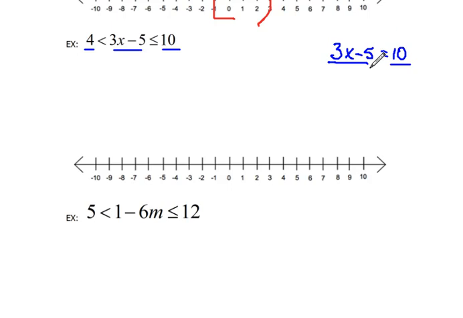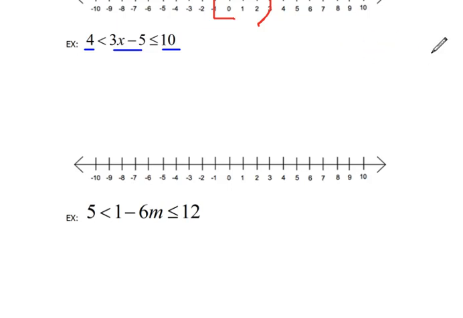Well, just like in solving equations and in solving inequalities, you can do anything you want to as long as you do it to both sides so that we maintain that balance. That applies even to a compound inequality. As long as I do whatever I want to, adding, subtracting, multiplying, dividing, as long as I do it to all three pieces, then I've still maintained that balance and we've not lost anything.